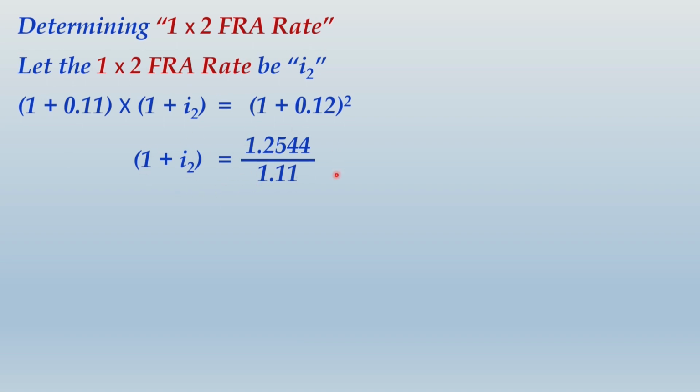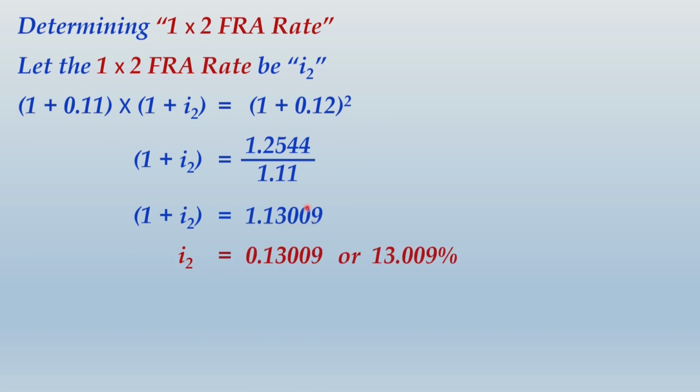Now 1 plus I2 is this value. When you solve it, 1 plus I2 you get as 1.13009. So I2 will be obviously 1.13009 minus 1, that will be 0.13009, or simply 13.009%. Alright friends, you would have finished writing this much.